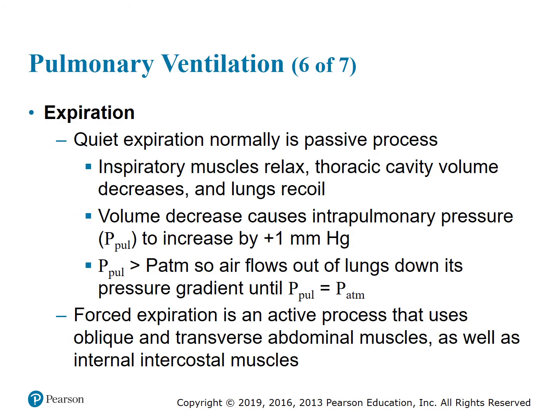Quiet expiration normally is a passive process. The inspiratory muscles relax, the thoracic cavity volume decreases, and the lungs recoil. The volume decrease causes the intrapulmonary pressure to increase by 1 millimeter of mercury. And if the intrapulmonary pressure is greater than the atmospheric pressure, the air flows out of the lungs down its pressure gradient until the two pressures are equal. Forced expiration is an active process that uses oblique and transverse abdominal muscles as well as internal intercostal muscles.